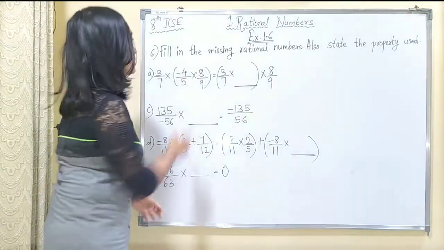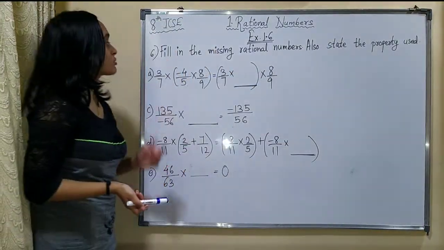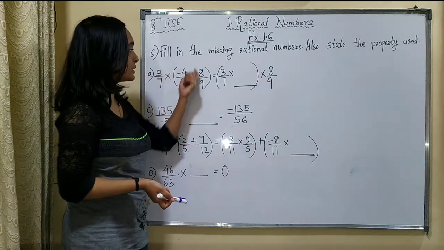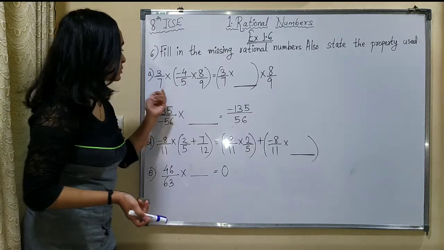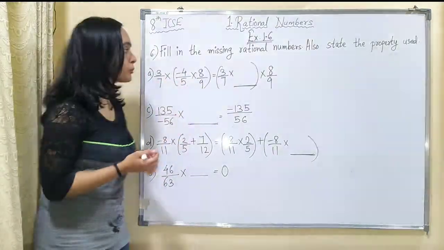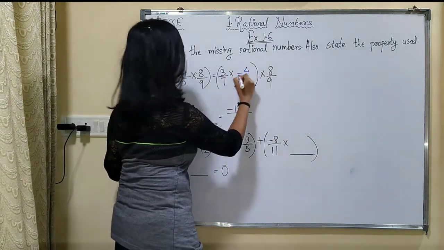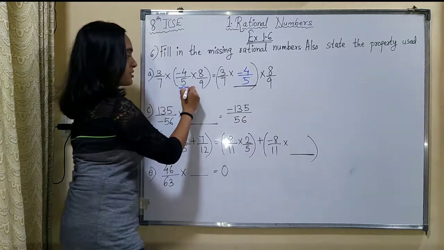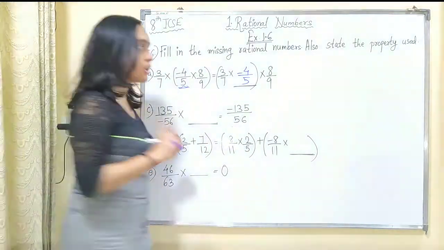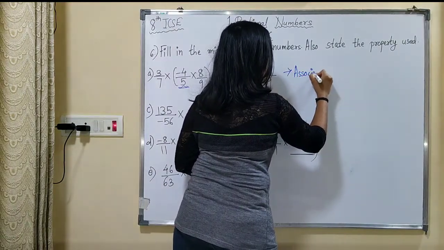Now the sixth question: fill in the missing rational numbers and also state the property used. So the first one is 3 upon 7 multiplied by minus 4 upon 5 multiplied by 8 upon 9. So this is the order of 3 rational numbers multiplied. So it will give you minus 4 upon 5. That is your second rational number. So this is the grouping of 3 rational numbers changed. So it is associative property.